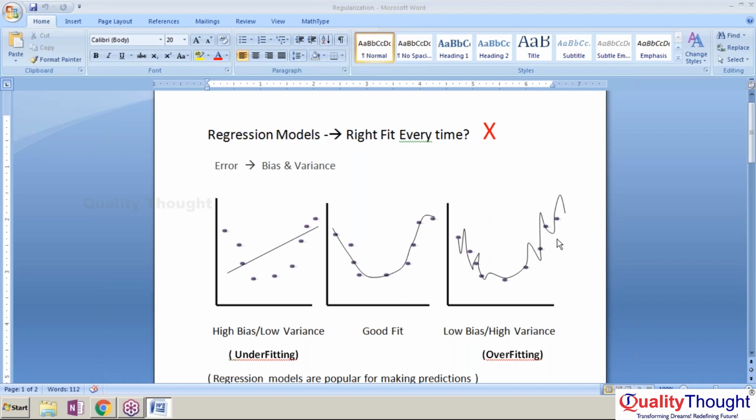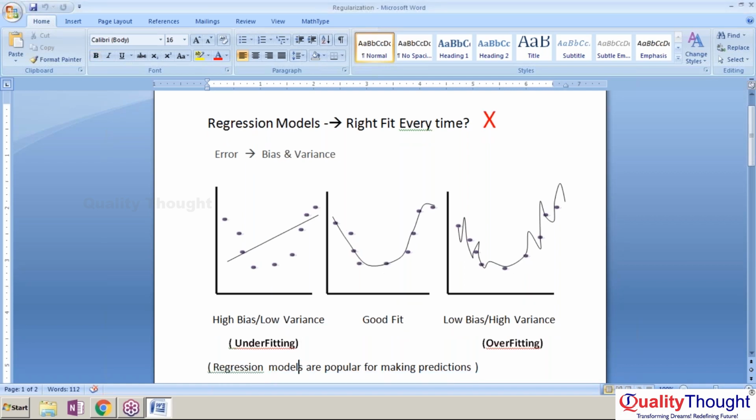When you have high variance, what happens? The test data will not fit into your diagram. Only the training data will fit, whereas the test data will not. Coming to underfitting, the training data itself is not going to fit, so there is no point in talking about this part even. Regression models are popular for making predictions, but we find some difficulties in building the best model.